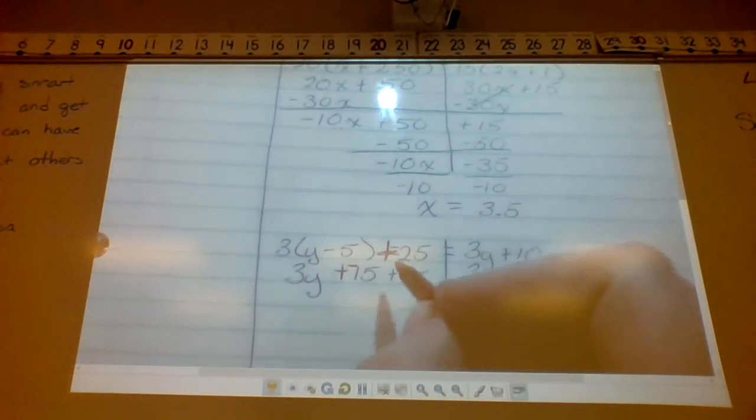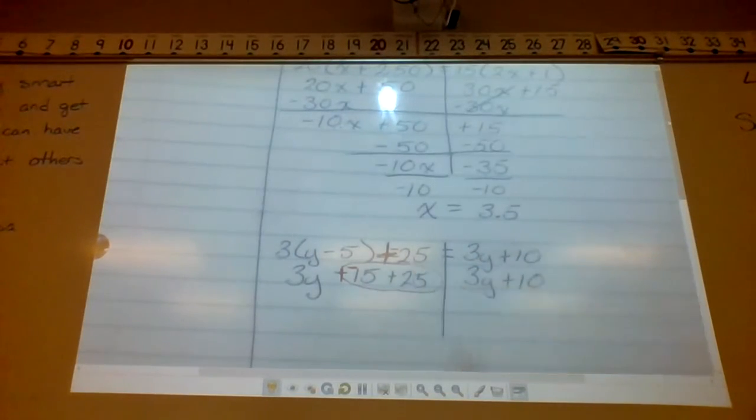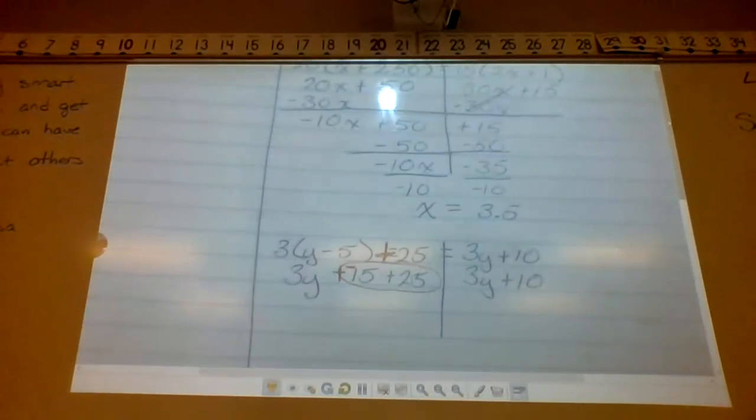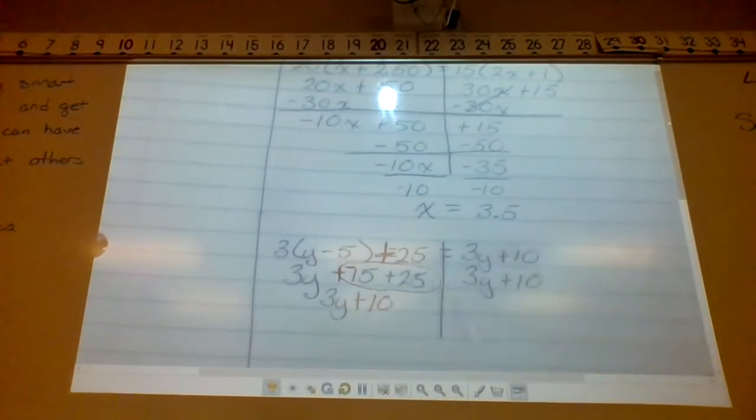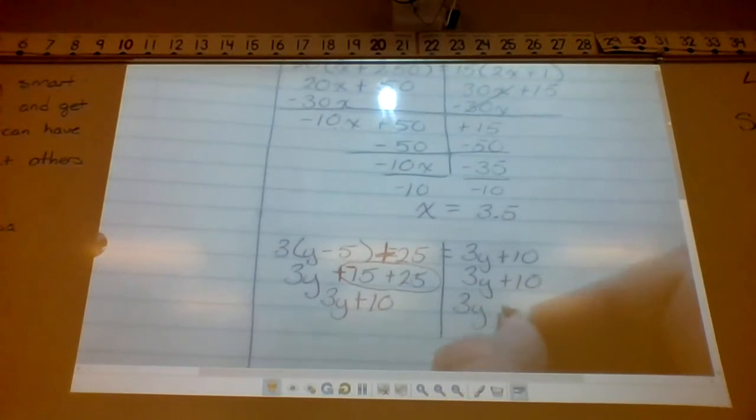And then we'll take, what is negative 15 plus 25? It's going to end up with 3y. What is negative 15 plus 25? What is it? 10. It's because I was thinking positive. So now we have 3y plus 10 and 3y plus 10.